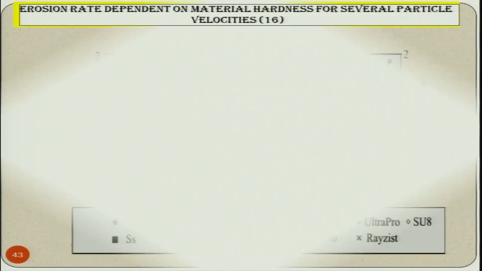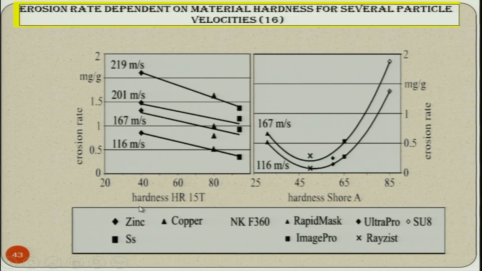Erosion rate dependent on material hardness for several particle velocities. You can again see over here, this is the hardness of the workpiece material, and this is the erosion rate, for different particle velocities: 219 meters per second, 201 meters per second, 167 and 116. The phenomenon that you have to observe here is that as the workpiece hardness is increasing, the erosion rate is decreasing, which is obvious. The harder the workpiece material, the lesser the erosion rate.